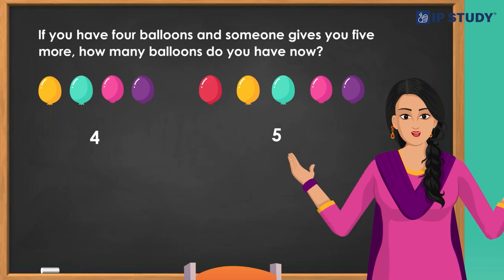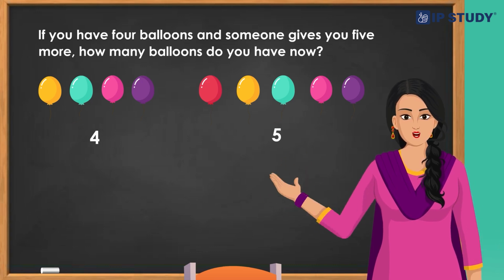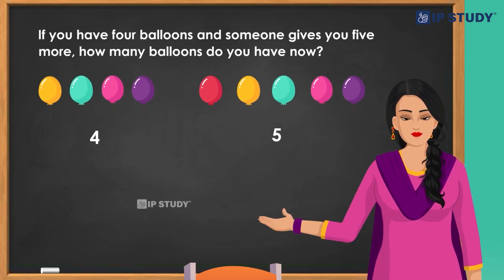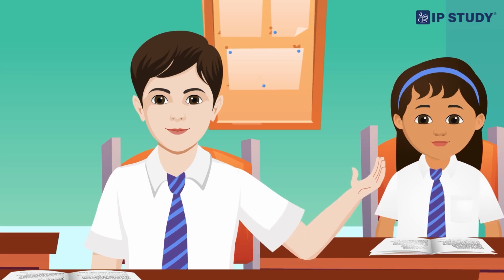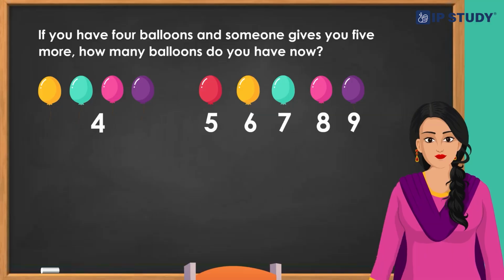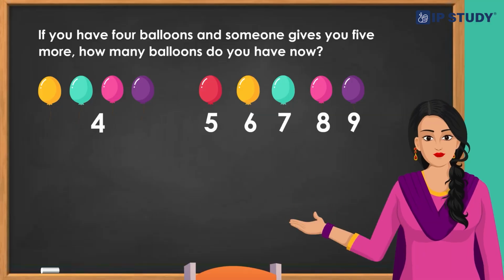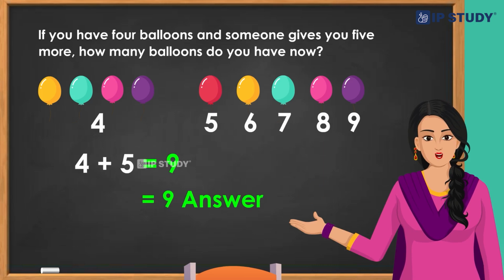Now let's use our number strip to check. Start at 4 and count 5 more steps. What number do you land on? 5, 6, 7, 8, 9. I land on 9. That's right, Aman. So 4 plus 5 equals 9. Let's write it down together.